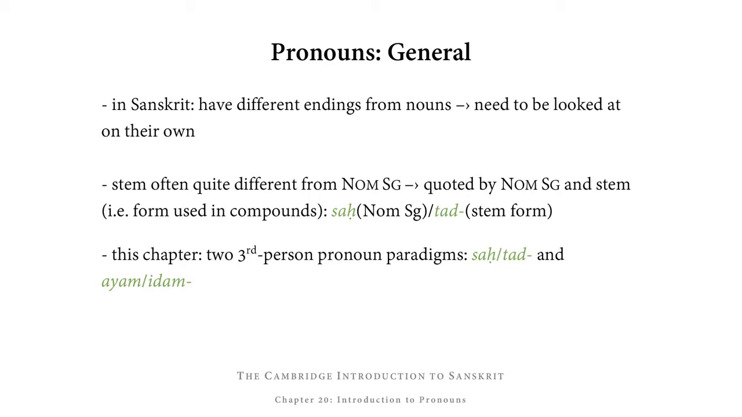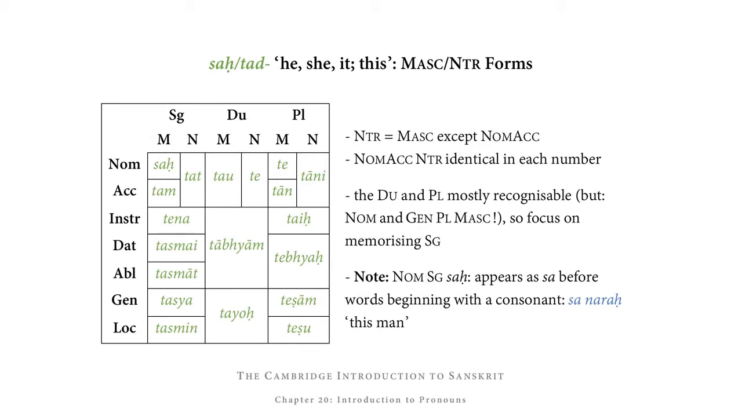So, for example, the first pronoun that we're going to look at is saḥ tad, where saḥ is the nominative singular masculine form and tad is the stem form. This chapter is going to introduce two third-person pronouns, namely saḥ tad and iyām idam. So let's begin with saḥ tad. This is a pronoun that means either he, she, it, or this. And we will come back to in what circumstances it has which meaning in just a minute.